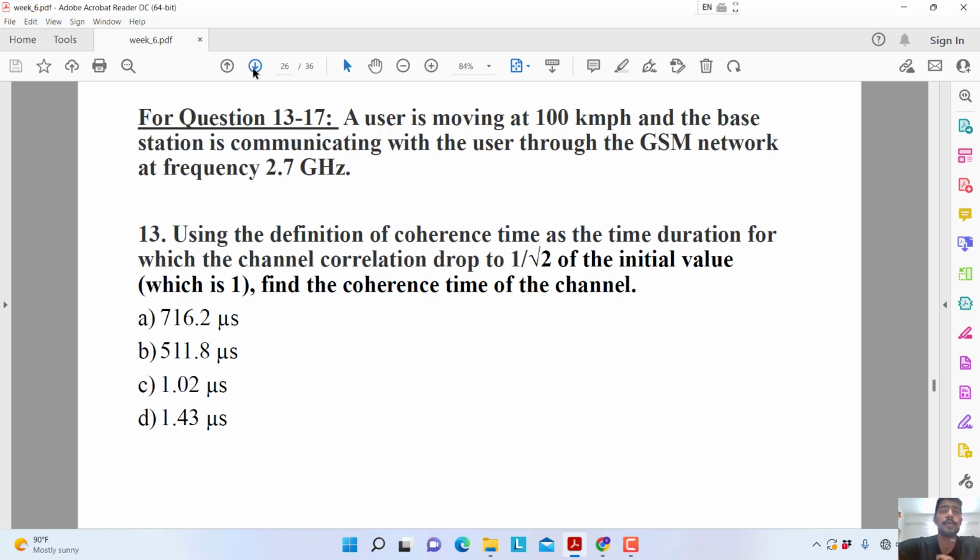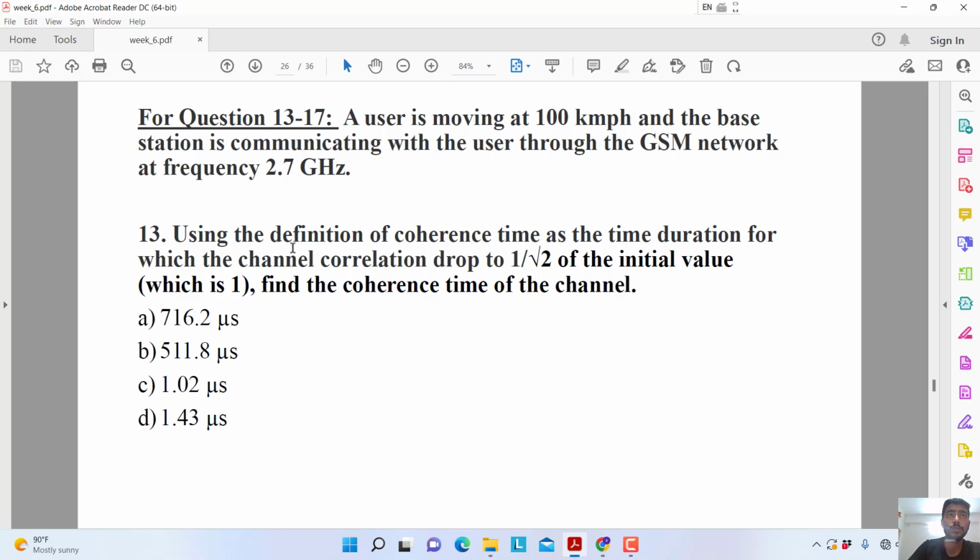Next four questions also use the same data. Question 13: a user is moving at 100 km per hour and the base station is communicating with the user through the GSM network at a frequency of 2.7 gigahertz. Again, it says the user is moving at 100 km per hour and the base station is communicating with the user through the GSM network at 2.7 gigahertz.